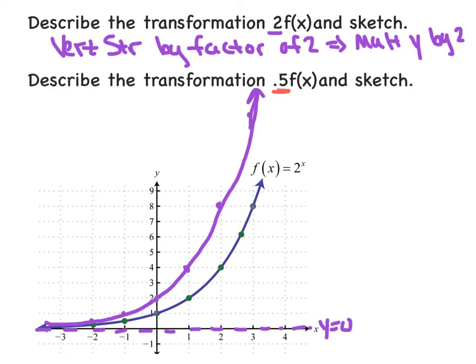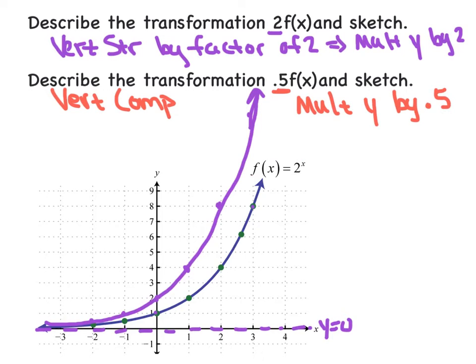All right, next one. Again, 0.5 is on the outside, so it's a vertical compression by a factor of 0.5. And in English, that means we're going to multiply each y-coordinate by 0.5. So this 1/4 became a 1/8, and the 1/2 became a 1/4, and the 1 became a half. The 2 became a 1. This 4 became a 2. Let's see, this 8 became a 4, and so on and so forth. And it's going to be a much slower function, still increasing nonetheless. And again, the asymptote stayed at y equals 0 because no matter what you multiply 0 by, you still get 0.